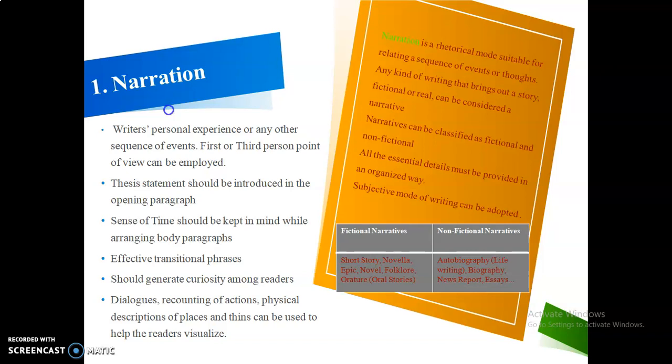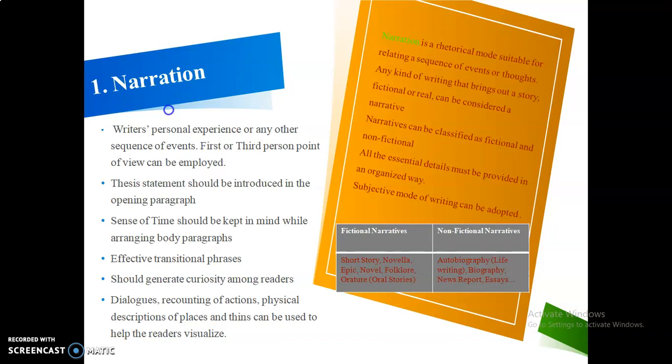Okay, and you can include dialogues, recounting of actions, physical description of places and things to help the readers visualize. These things should not be included in other kinds of essays. Dialogues and recounting of actions should not be included in other modes of writing, but in narration all these things are allowed, because we need to catch the attention of the reader, so we can employ all these things for that purpose. Okay, so the first one is narration.